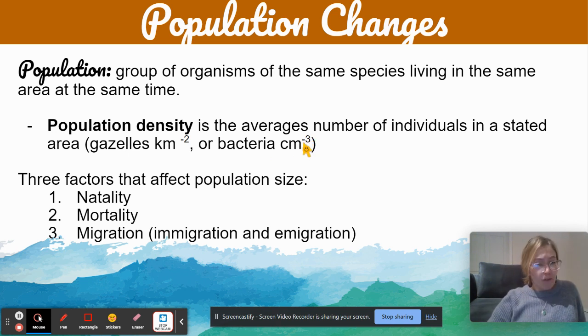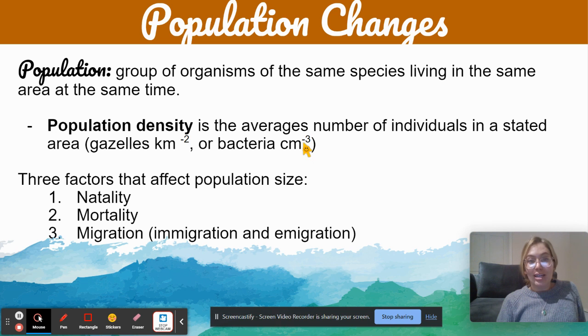And then factors that affect population size: natality, meaning births. When you hear that root word natal, like prenatal, it means births. So natality is births. Mortality, mortal, that's death. So mortality is deaths. And then migration. Migration is the movement of organisms in and out of an area, which can include immigration, which is organisms moving into an area, and then emigration, which is organisms moving out of an area.